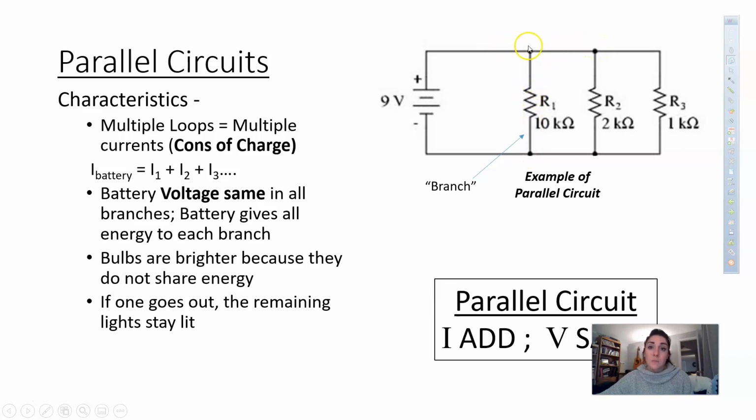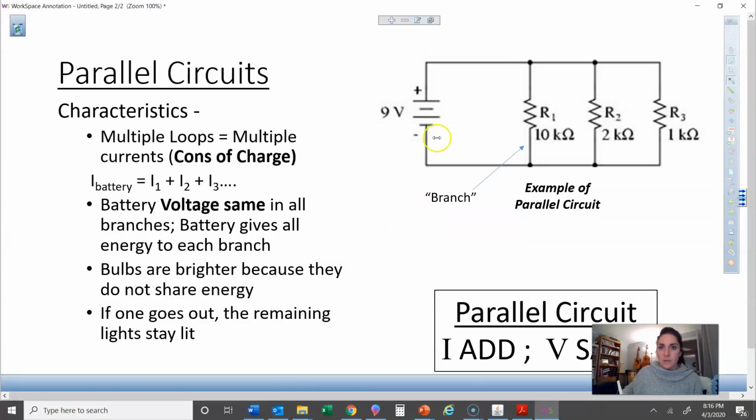So the current splits here. Unlike series circuits and parallel circuits, your currents actually split. But just like series circuits, they conserve their charge. In other words, I'm just going to make up the numbers for the sake of making up numbers. But say I have 10 amps coming in right here.